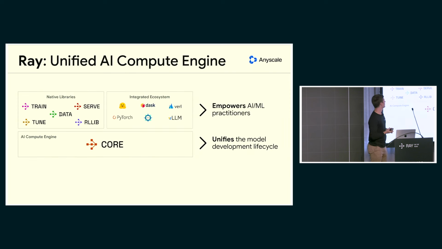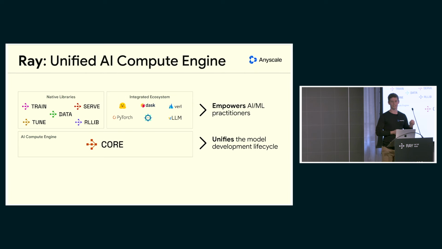So we see Ray as the unified AI compute engine to address this problem. Ray Core is this narrow waist that gives you the ability to distribute Python code to heterogeneous clusters of resources. I'll dive a little into an API example in a couple of minutes. On top of that, we also have libraries built into Ray for training, data processing, batch inference, online inference, reinforcement learning, and now post-training as well. And we have an integrated ecosystem of all the latest and greatest tools for machine learning and AI that play very nicely together on top of Ray.